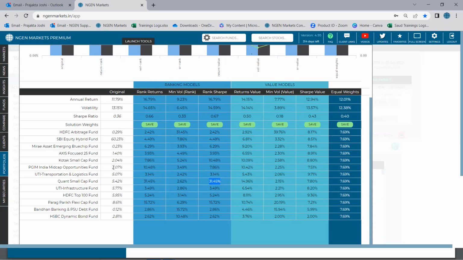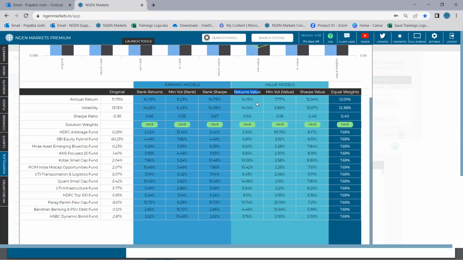So as you can see, PGIM India Midcap Opportunities has been given a 10% weightage in the ranking returns model. However, it has been given only a 7.86% weightage in the rank Sharpe model. Why is that so? That's because if only returns are taken into consideration, it definitely has better returns. But if risk adjusted returns are taken into consideration, okay, that means returns per unit of risk, PGIM has a lower Sharpe ratio, and therefore it has been given a lower allocation of 7.86% in the rank Sharpe model. Now, this was the explanation of the ranking models. So on similar terms for the value models, definitely the logic is just the same.